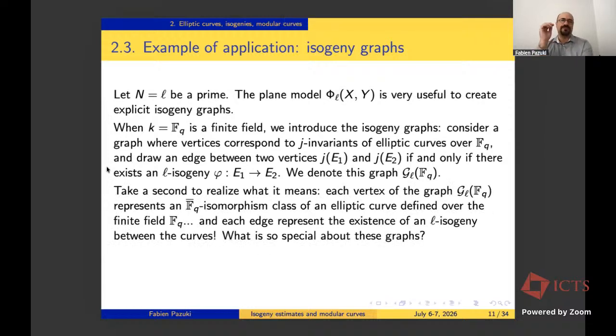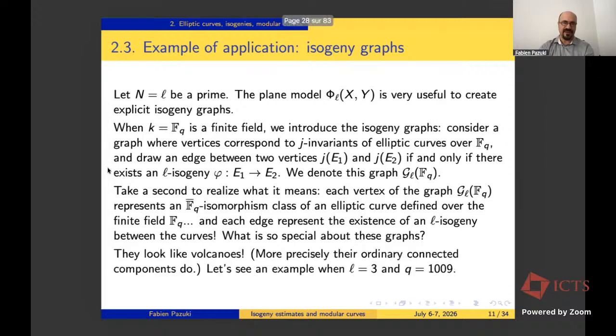Okay, so take a second, maybe draw 2 points, call them J of E1, J of E2 on a piece of paper, and try to see if there is, abstractly, an L isogeny between E1 and E2. If there is one, you place an edge, and if not, you don't. So what's so special about these graphs? These graphs are very useful for various reasons, but they're also rather fun. That's the reason why I added this slide.